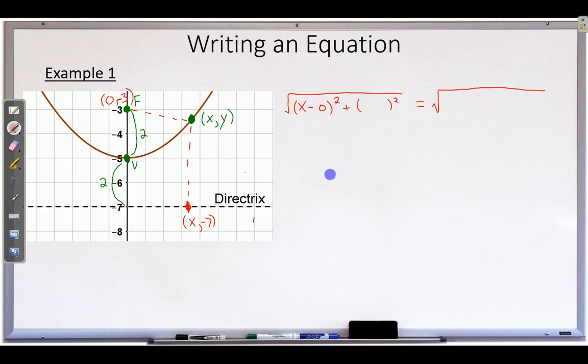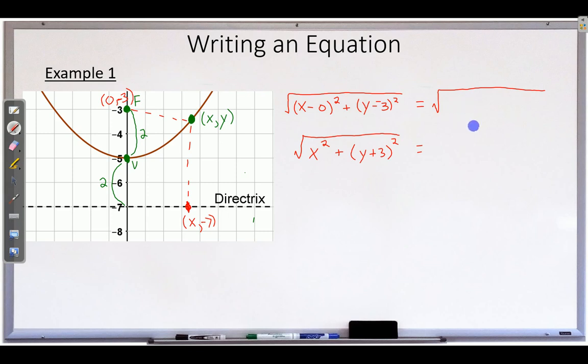Now we're going to take the y values and subtract them. So we have y minus a negative 3. So I'm going to put another negative 3. All right, let's keep working with this side for a little bit, and then we'll go ahead and fill in the other side. This looks really complicated, but it gets simpler really quick. x minus 0 is just x squared. Plus, now this stays a little complicated, y plus 3 squared with a square root over it.